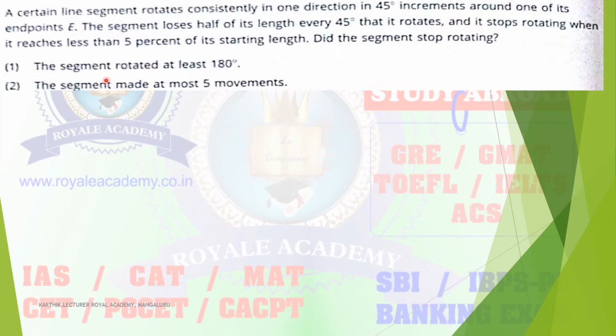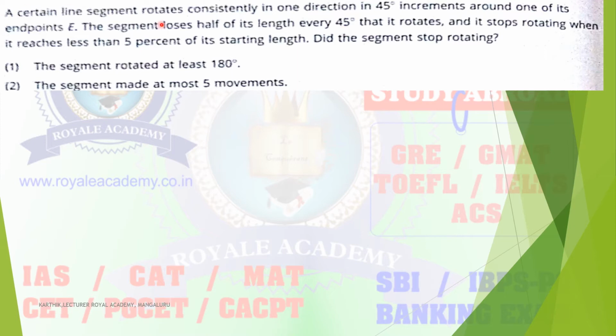Next question. A certain line segment rotates consistently in one direction in 45-degree increments around one of its endpoints, E. The segment loses half of its length every 45 degrees that it rotates, and it stops rotating when it reaches less than 5% of its starting length. Did the segment stop rotating? So you have to find out.